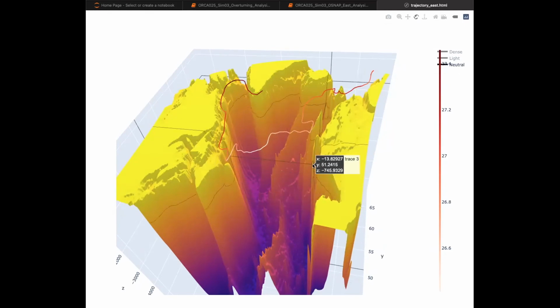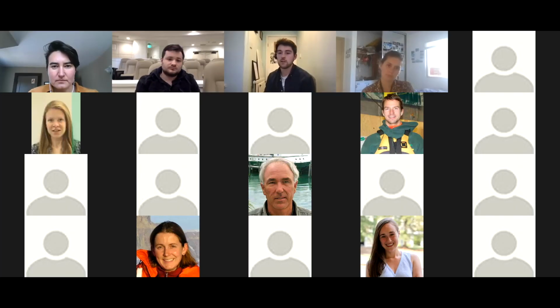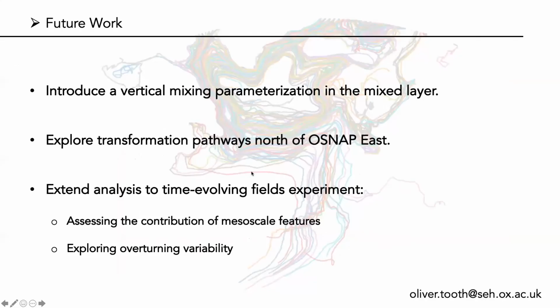So I just wanted to use this 3-dimensional view just to provide a little bit more of an understanding of these pathways. So I'll finish just by leaving with some ideas for future work.